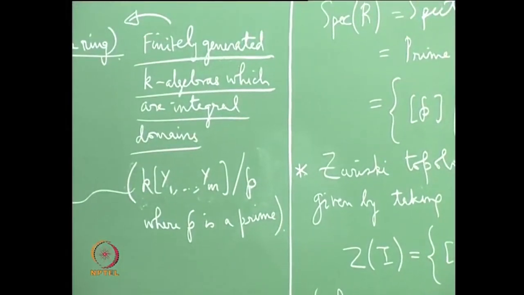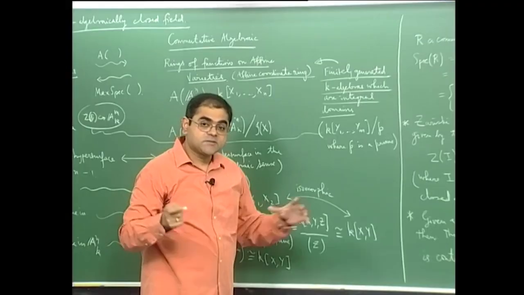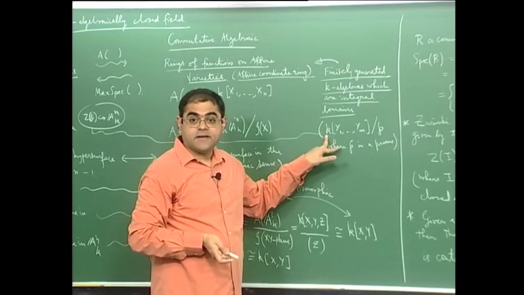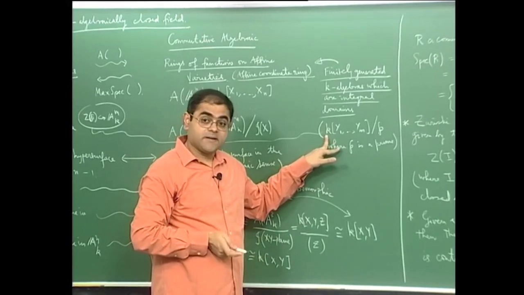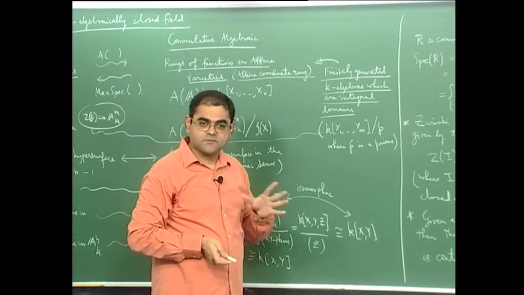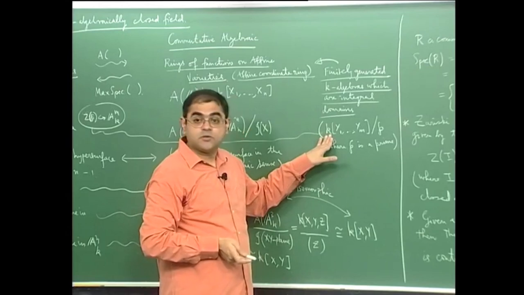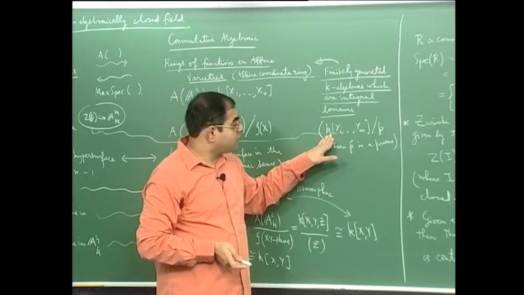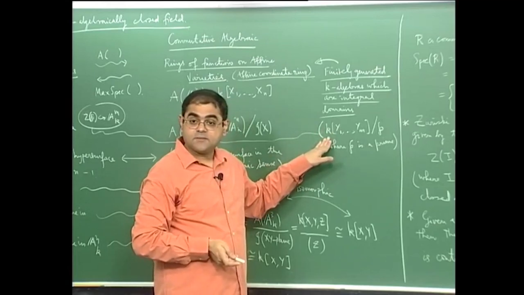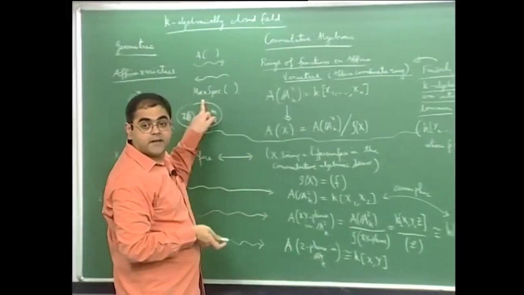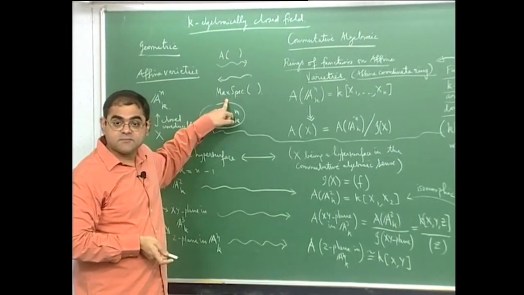The Spec of this will contain all prime ideals. But what you do is you take a smaller subset, namely the Max Spec. And what is Max Spec? It is not prime ideals, but maximal ideals. You know every maximal ideal is prime, and the converse is not true. So you restrict to only the subset of maximal ideals, and that will be a subset of the prime spectrum. The maximal spectrum is denoted Max Spec. It is a subset of the prime spectrum, which is given by Spec.